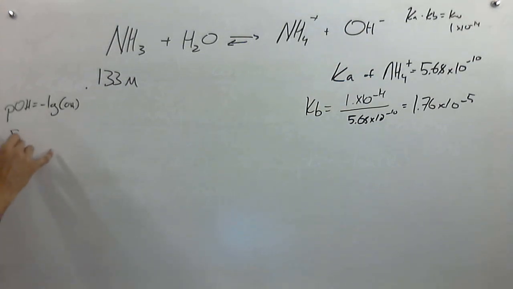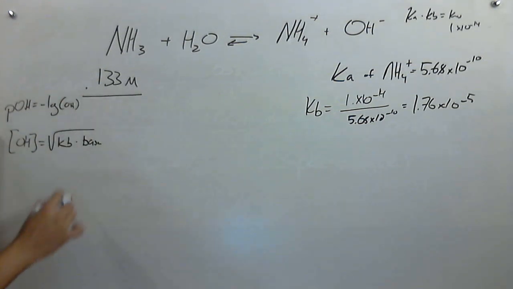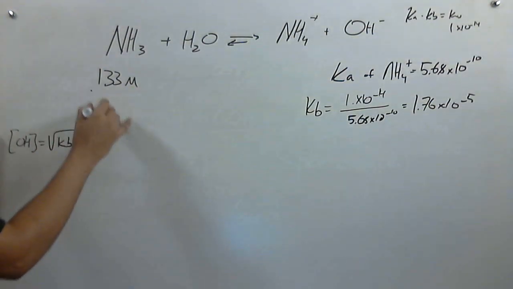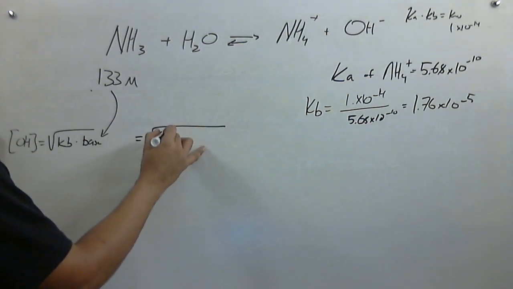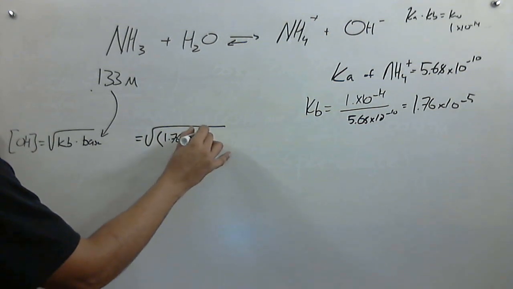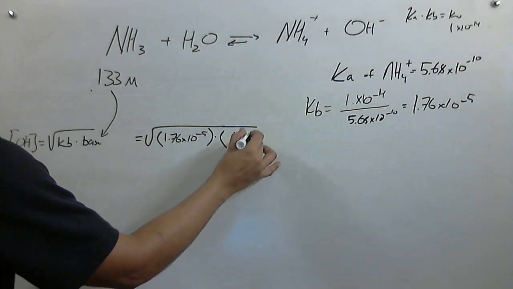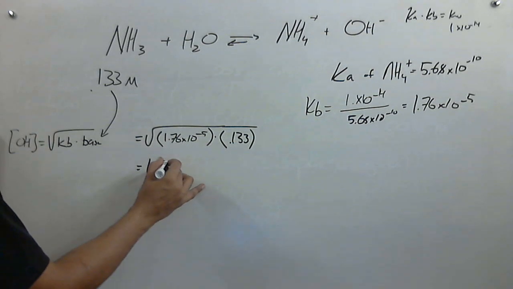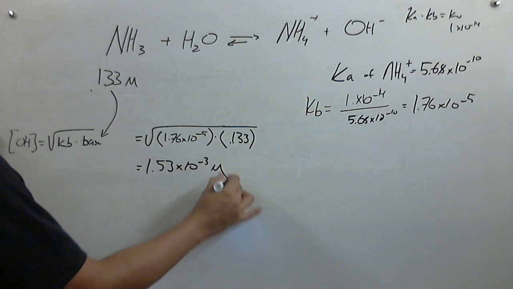We're going to find our concentration of OH based on Kb times the base. This is my base, so let's put that all in here. I'm going to have the square root of 1.76 times 10 to the negative 5, which is my Kb, times 0.133. If I do that, I should get 1.53 times 10 to the negative 3 molar.